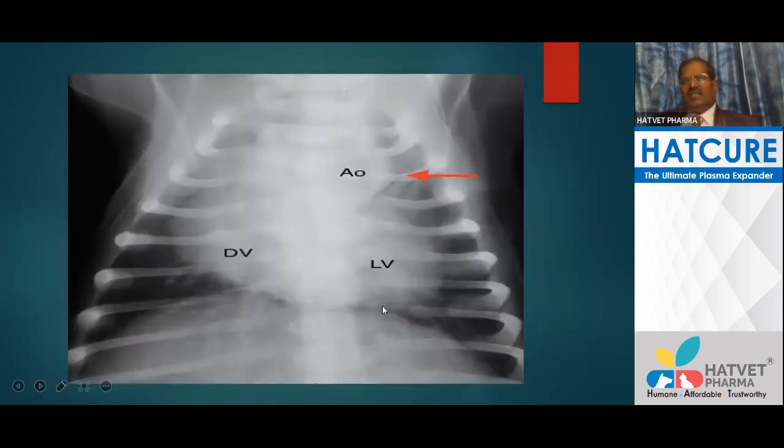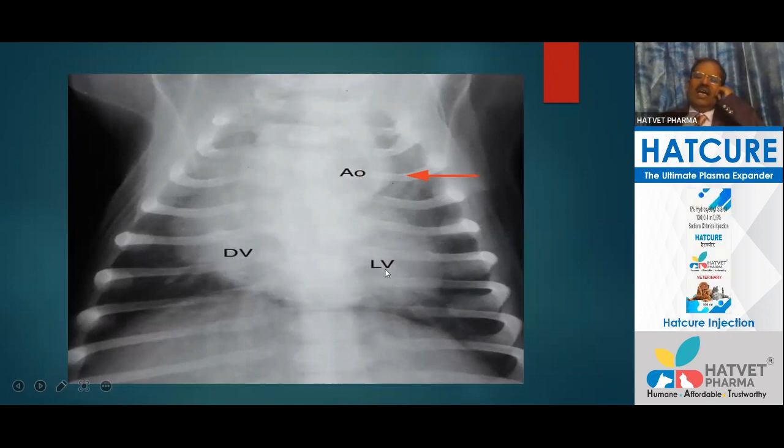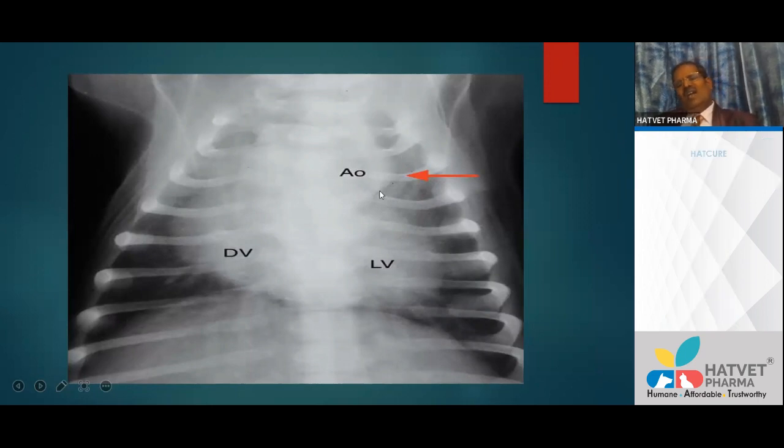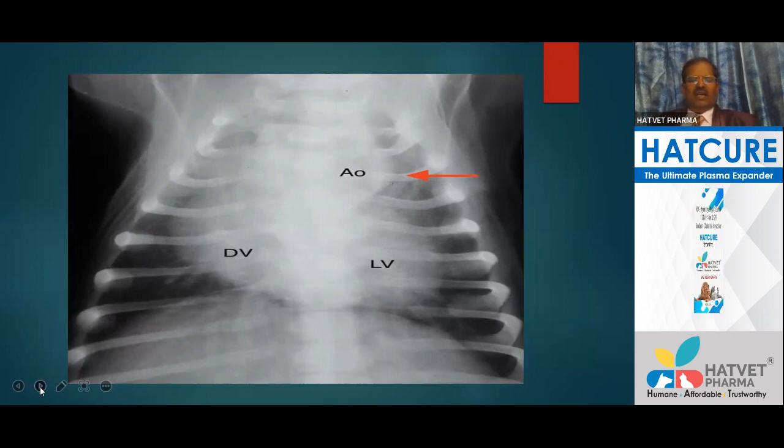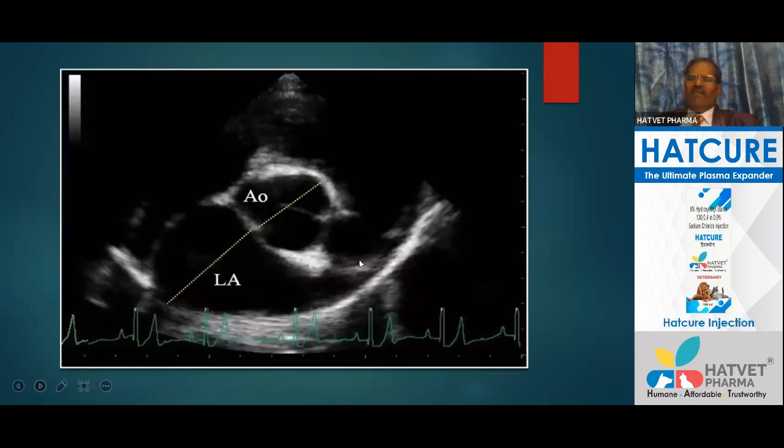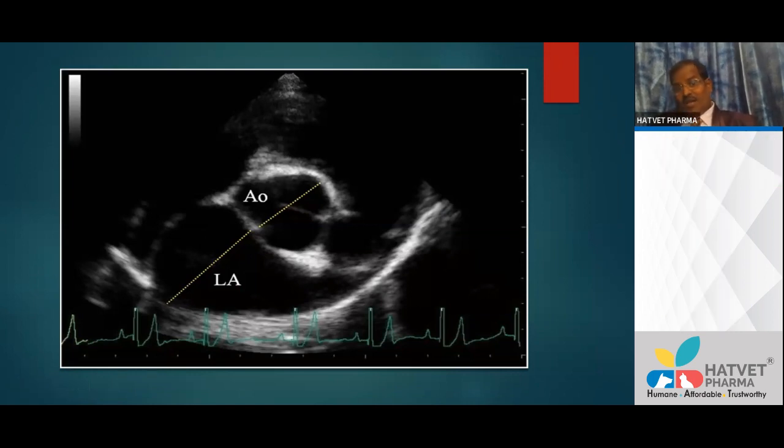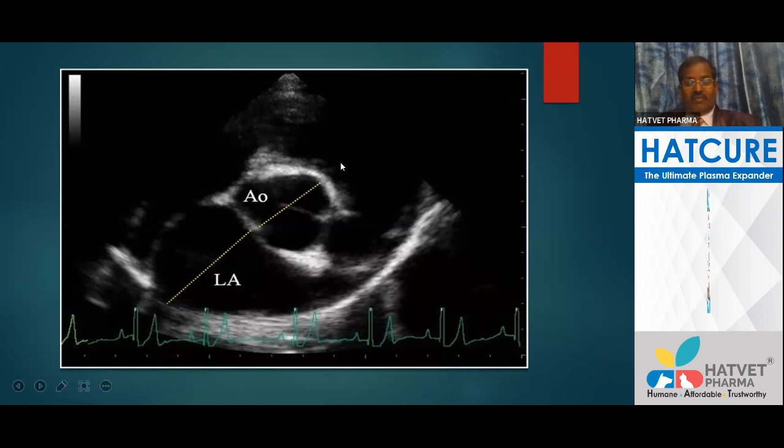Similarly, this is a lateral view. This is the ventrodorsal view. And this is the left ventricle area. This is the left atrium area. And you can see the enlargement on the side. There are occasions where dilated cardiomyopathy also results in hypotension. In those cases, if you do an echo, you can easily identify the dilation of the left ventricle.